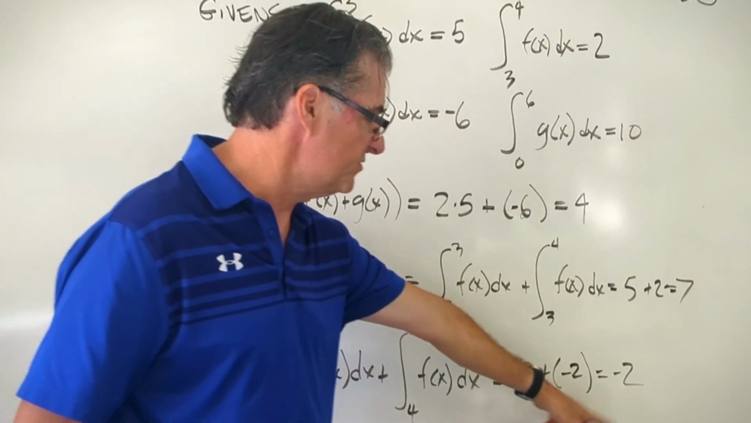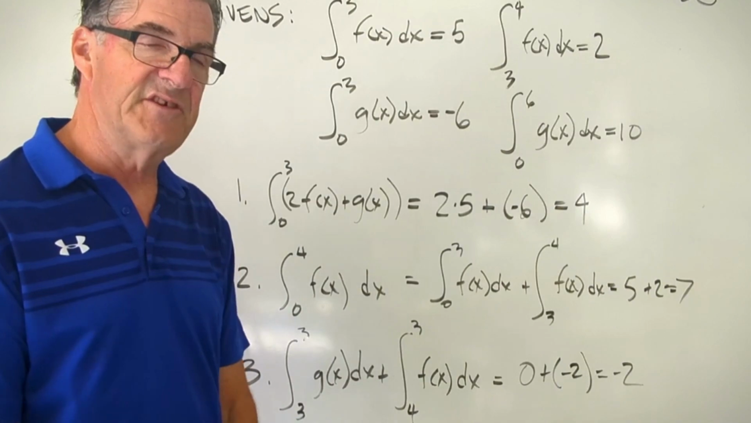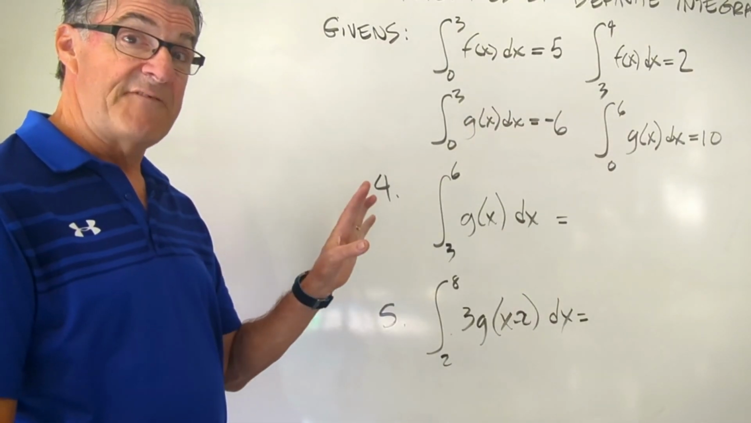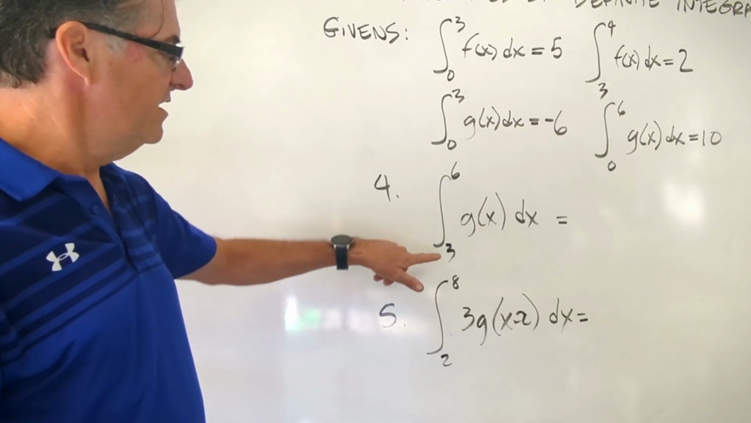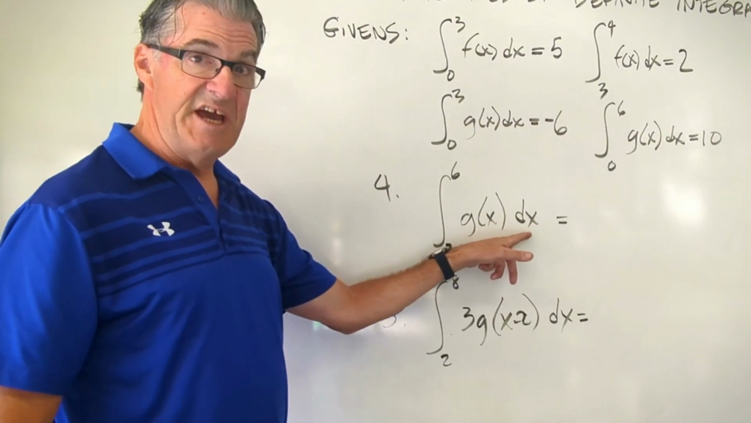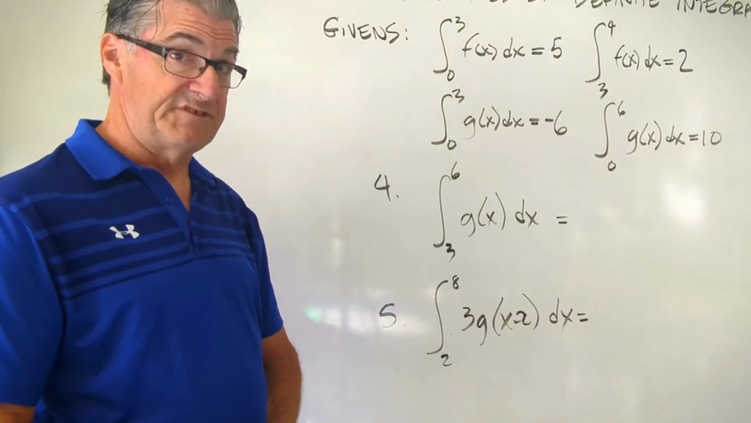So plus negative 2 is minus 2. So boom, the answer to that one is negative 2. Two more problems, and then we'll do a graphical problem. So check this one out. It's the integral from 3 to 6 of g of x dx. So go ahead and pause the video, see what you get.